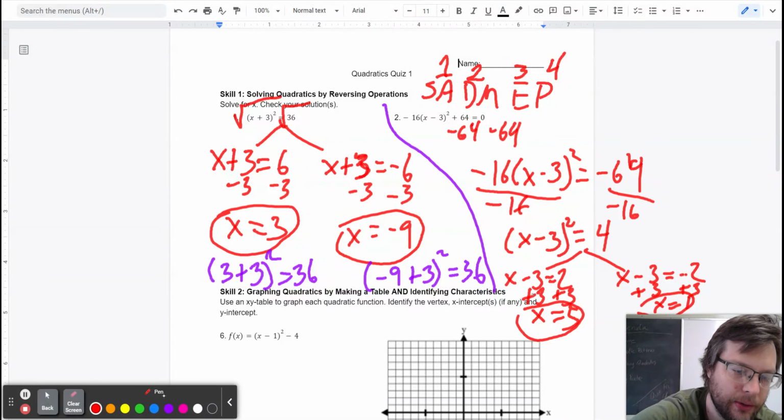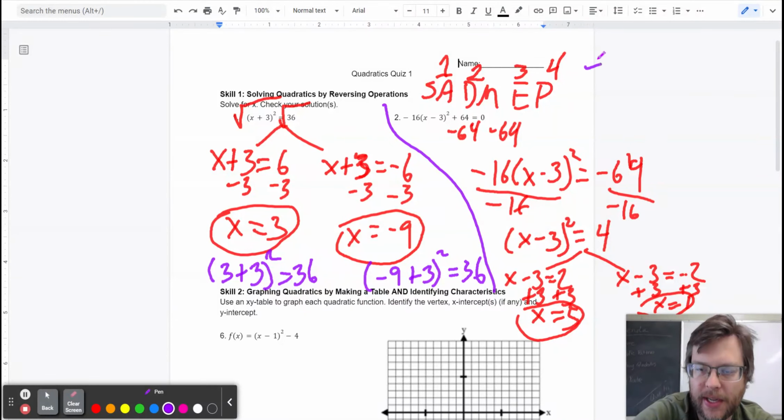Checking your answer, and you can of course use a calculator to check your answer, but you should at least show me the setup where you're replacing the letter x with each of your solutions. This one works because 5 minus 3 is 2, square that is 4, times negative 16 is negative 64, plus 64 equals 0. You can also just type it into your calculator, like I said.